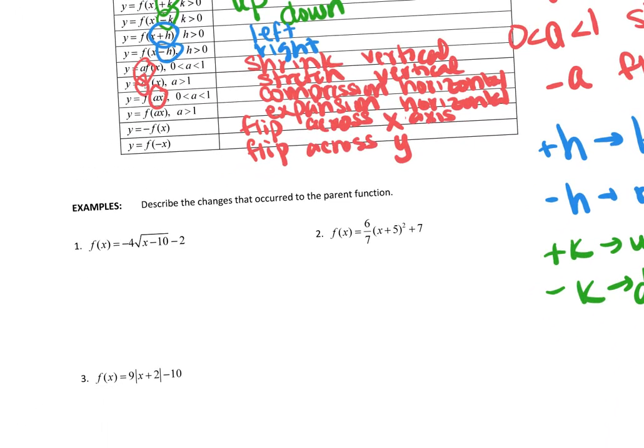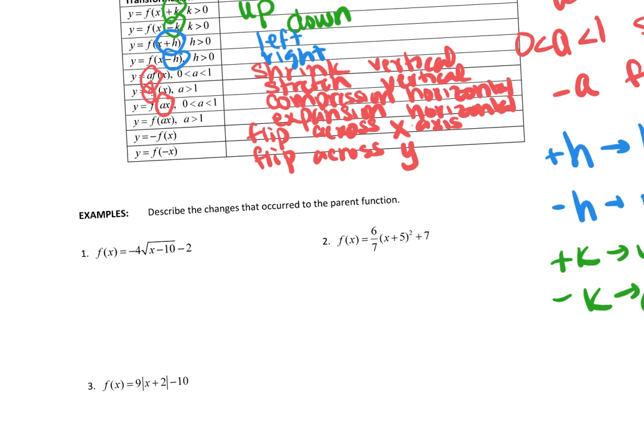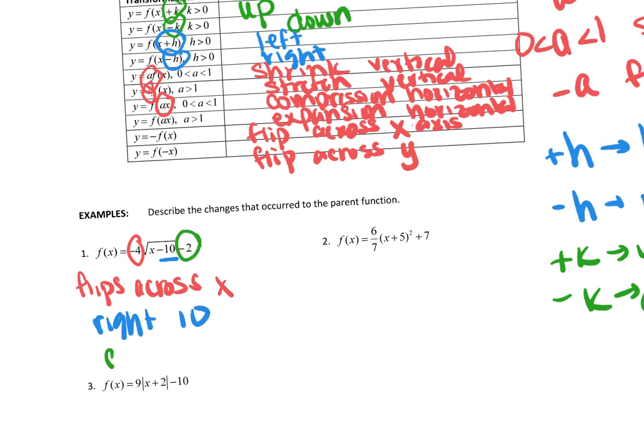So, all we're going to do is describe the change that occurred to the parent. So look here, this negative 4, you're going to reflect across. Look where it's at, it's in the front. So in the front like that, the negative sits in front of this value, not inside the parentheses, it sits in front, not inside. So you're going to flip across x. This value, 10, moves it right. This value, negative 2, moves it down 2.